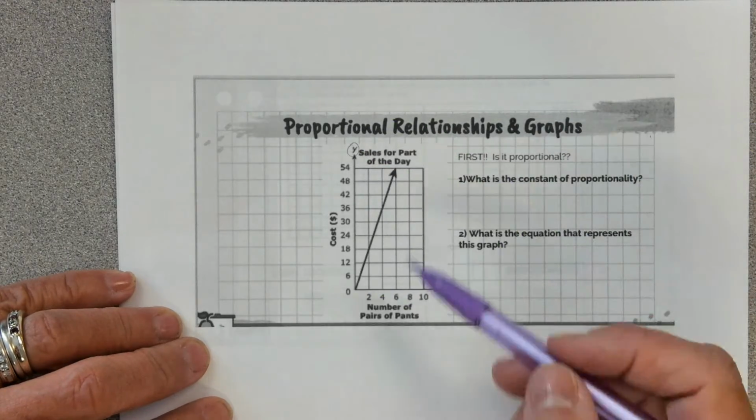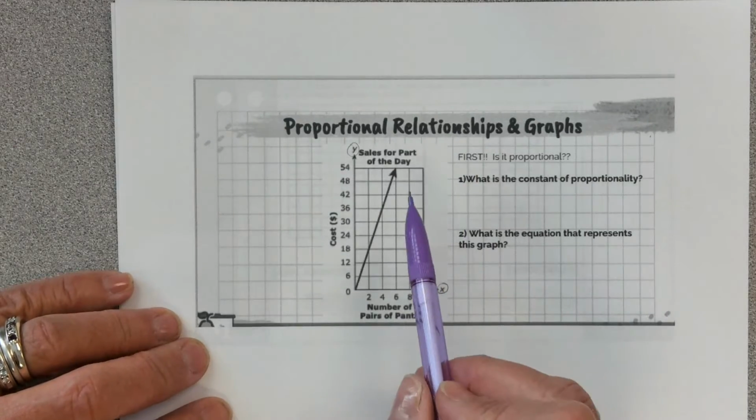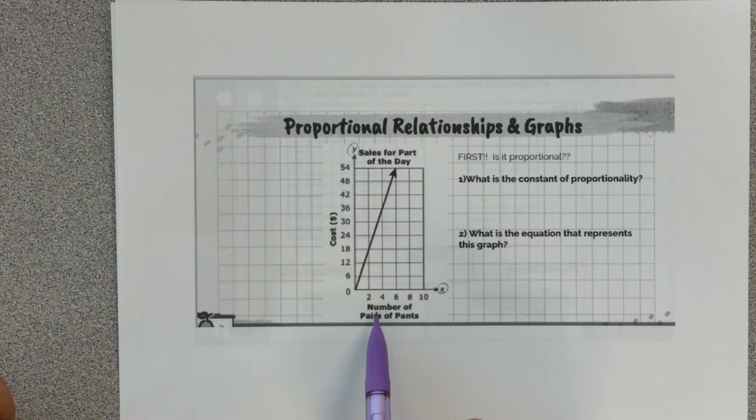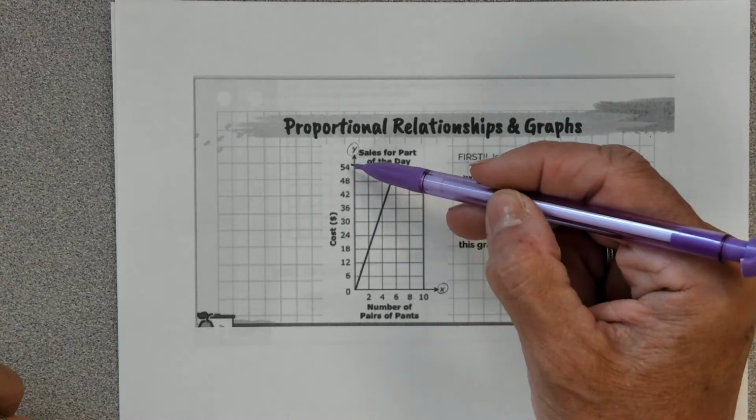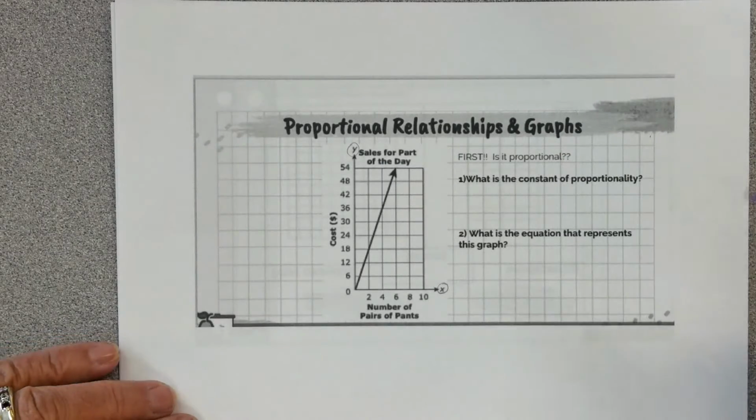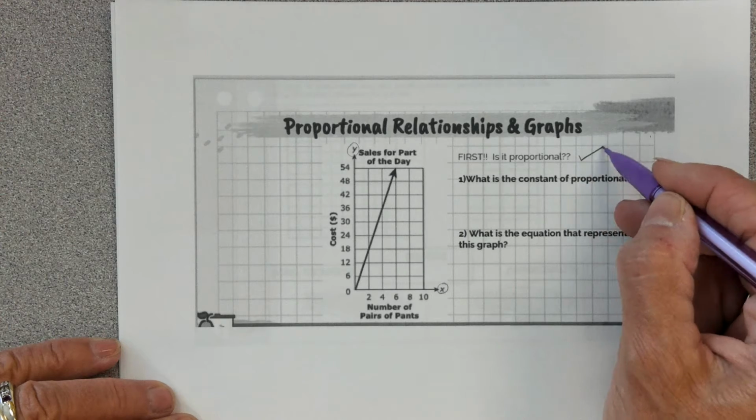So just looking at it, first take a little look and see what we are talking about here. Well, the bottom is number of pairs of pants. That's our X values, 2, 4, 6, 8, 10 pairs of pants. And up the side is the cost. This is how much the pants cost. So very first question, is it proportional?